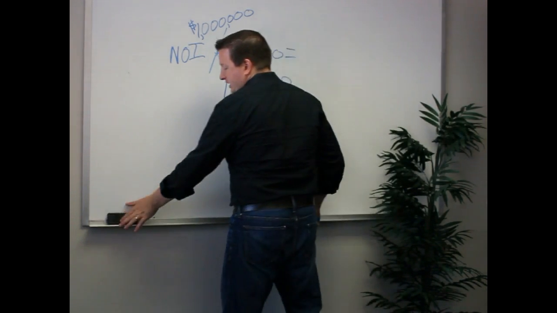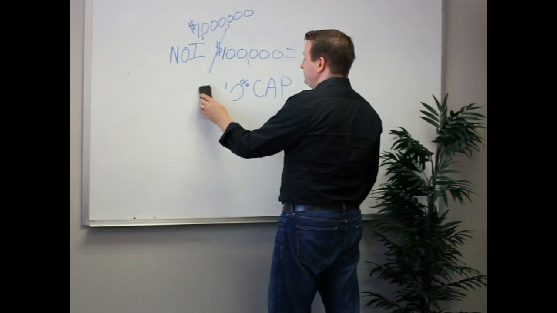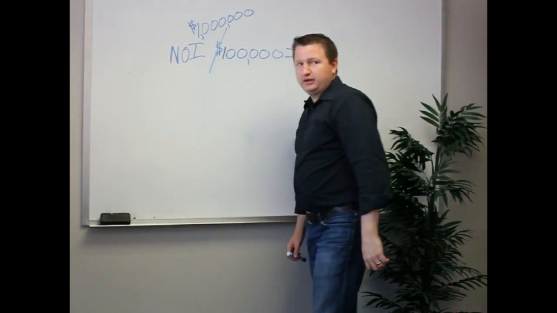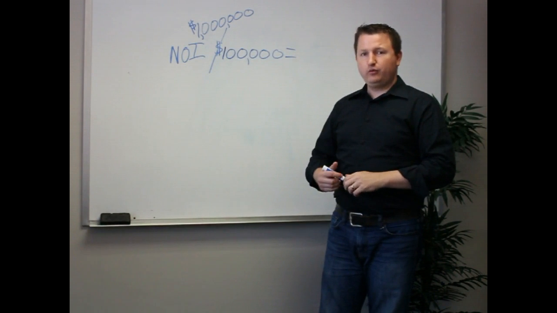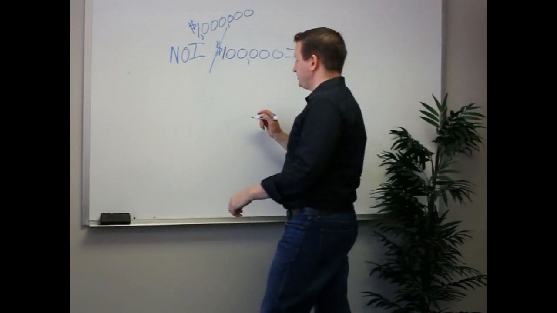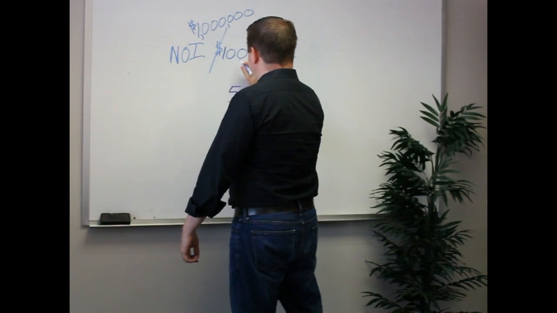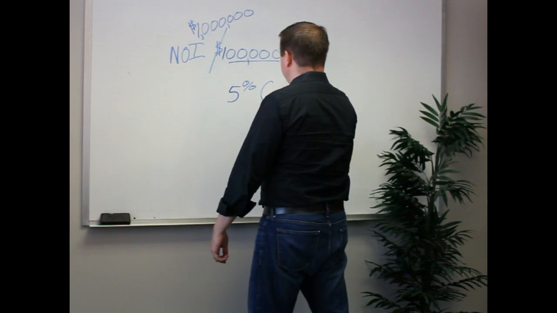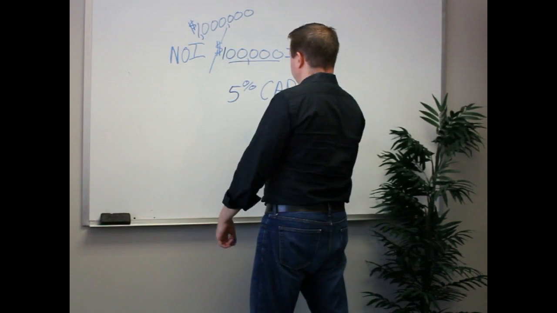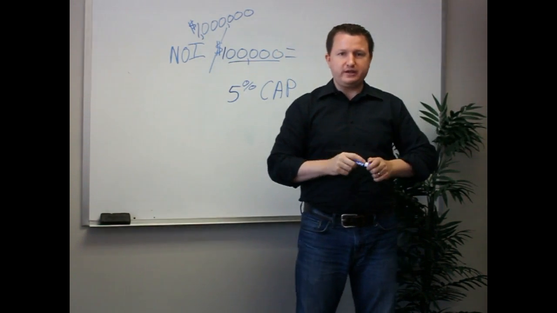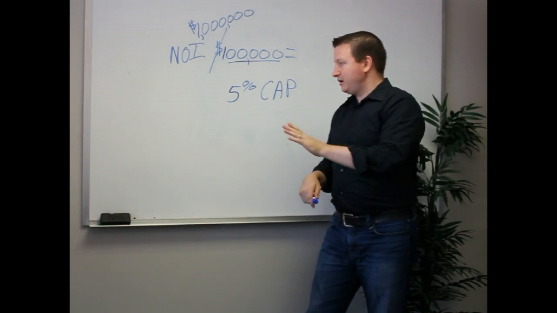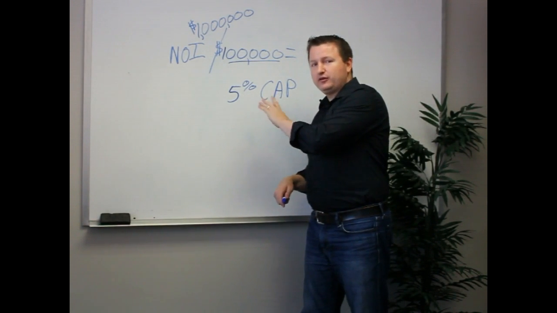So let's say that somebody convinced you that this cap rate was not 10, it was only 5. Let's see what happens to our purchase price. Okay, we've got the same $100,000 worth of income, but we're going to say this is a 5% cap rate. Now, will our purchase price go up or down as our cap rate goes down?